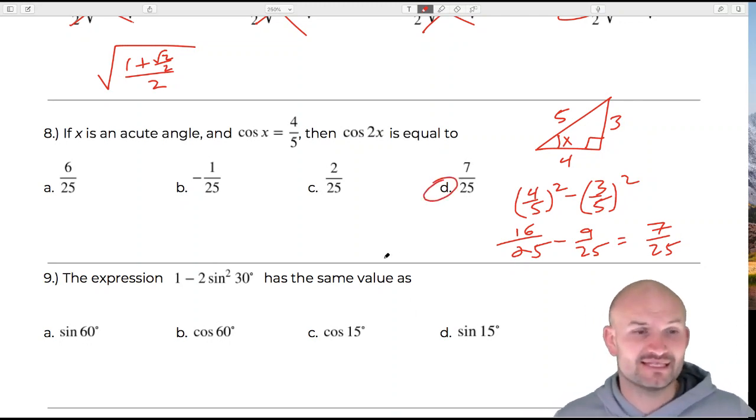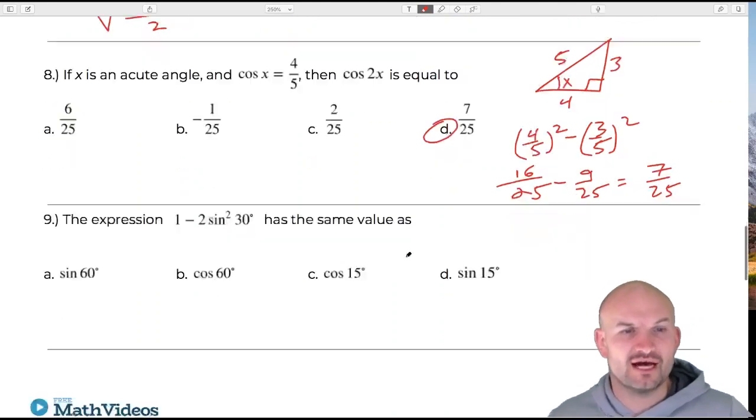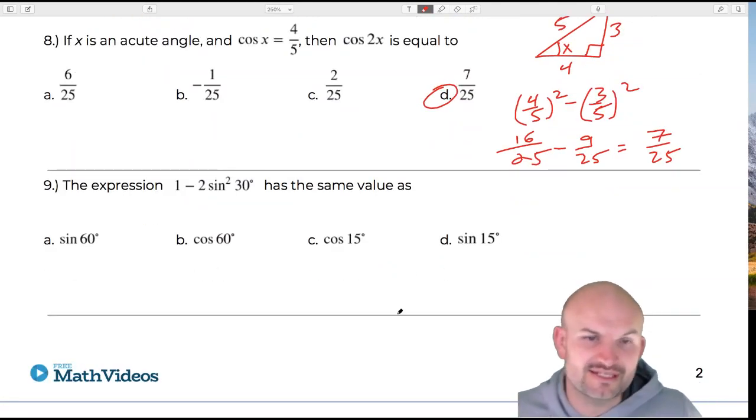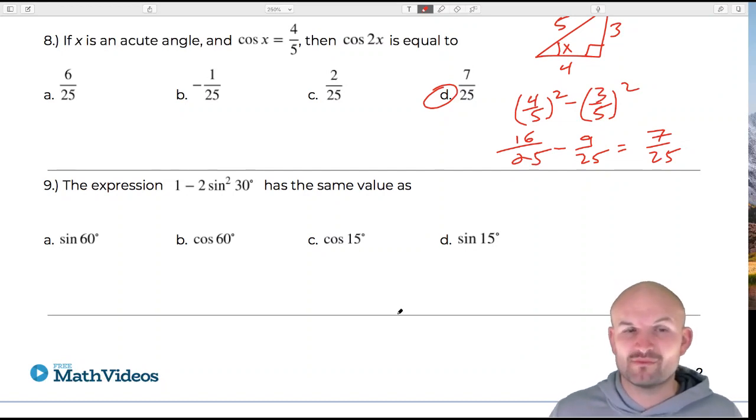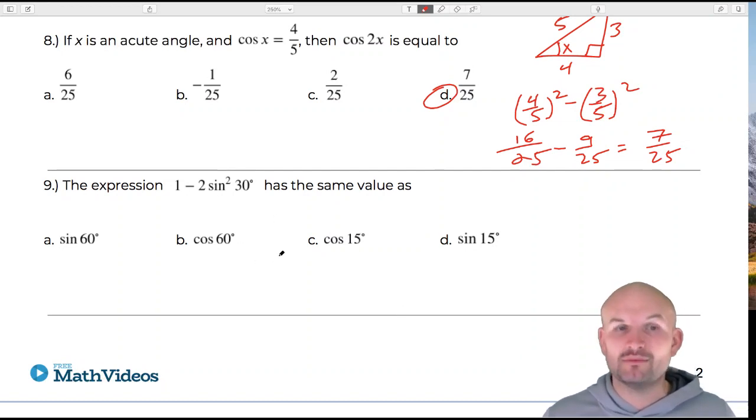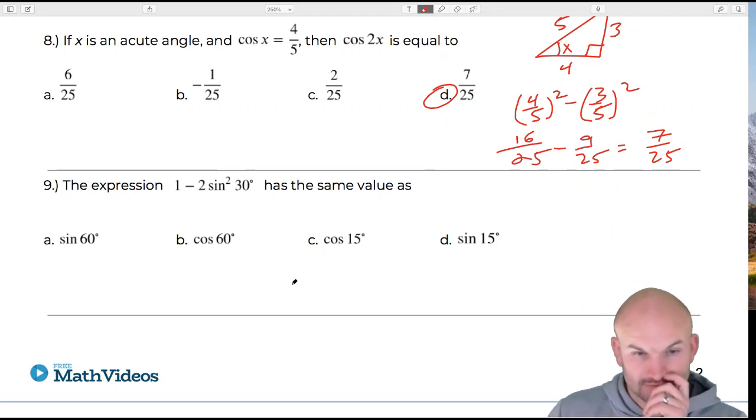All right, last but not least, guys, is the expression 1 minus 2 sine squared of 30 degrees has the same value as. And now we just need to recognize which formula this is. And this actually is the double angle formula. This is the cosine formula.